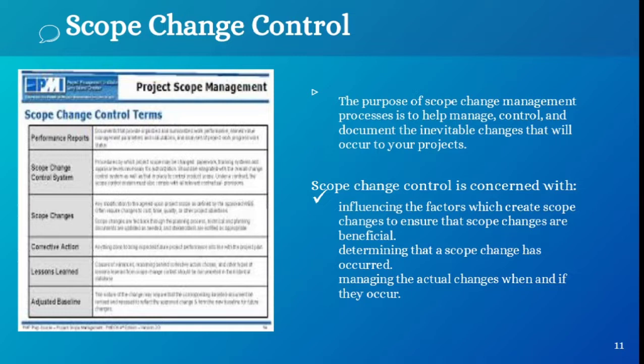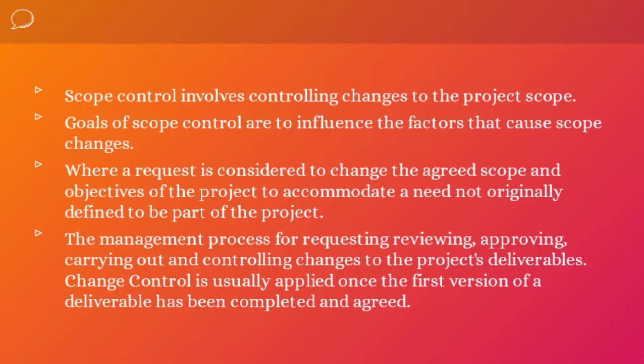So, the purpose of scope change management processes is to help manage, control, and document the inevitable changes that will occur to your projects. Scope change control is concerned with influencing the factors which create scope changes to ensure that scope changes are beneficial, determining that the scope change has occurred, and managing the actual changes when and if they occur. So, scope control involves controlling changes to the project scope.